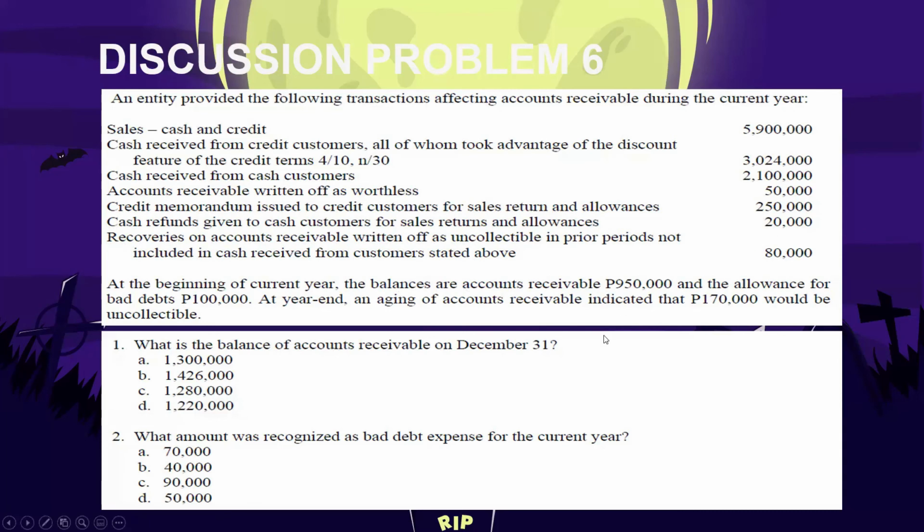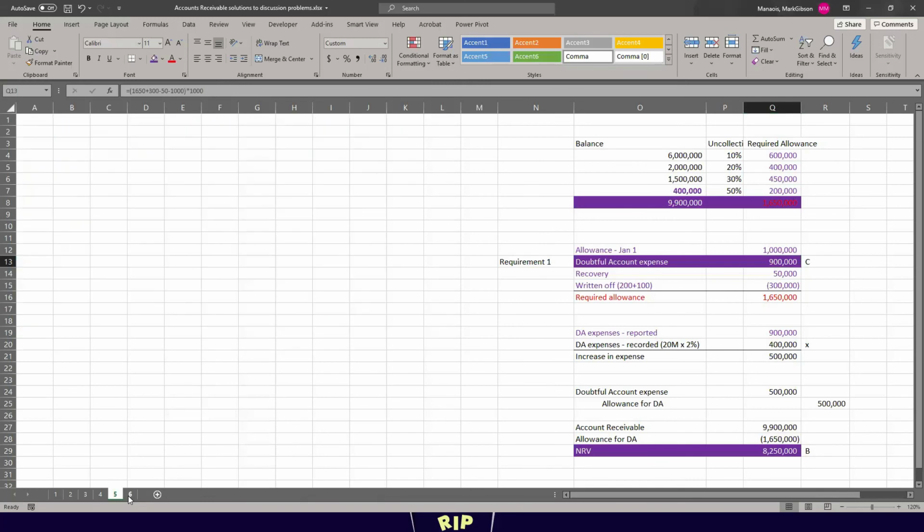At the beginning of the current year, the balances are accounts receivable 950,000 and the allowance for bad debts of 100,000. At year end, an aging of AR indicated that 170,000 would be uncollectible. No? So let's have problem number 6.